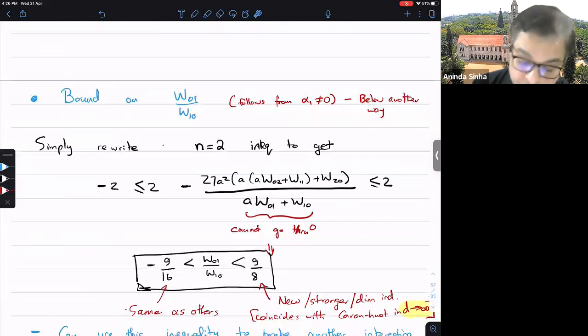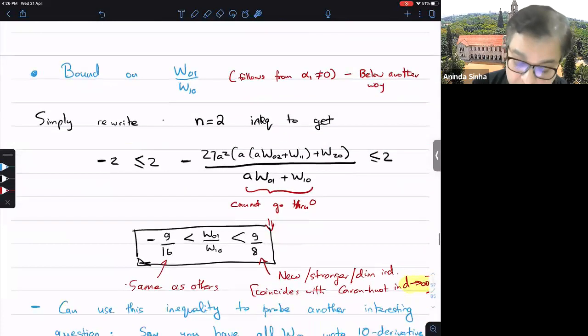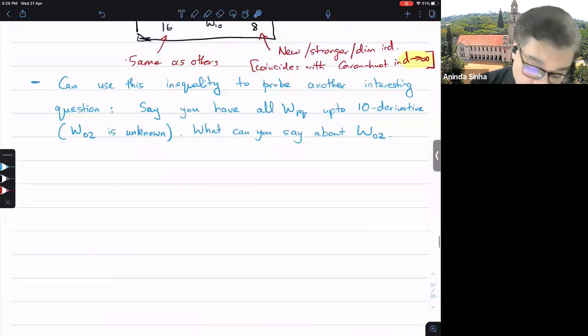And you can study these inequalities more systematically. So I told you what level 1 of the inequality gives us. It gives us this two-sided bound on the ratio of Wilson coefficients. And you can also play a lot of games.